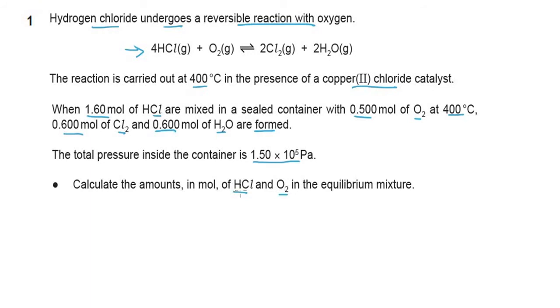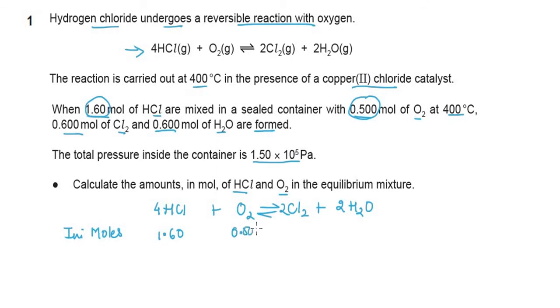Before we find the moles of HCl and oxygen, we need to write the reaction once again, which we are writing now: 4HCl plus O2 gives 2 chlorine plus 2 water. Now the initial moles of the reactant species are given here, 1.60 for HCl and 0.500 for oxygen. So let's write that first, and the moles of chlorine and water are obviously 0 initially. At equilibrium, what is given in the question is 0.600 moles for chlorine and water both.